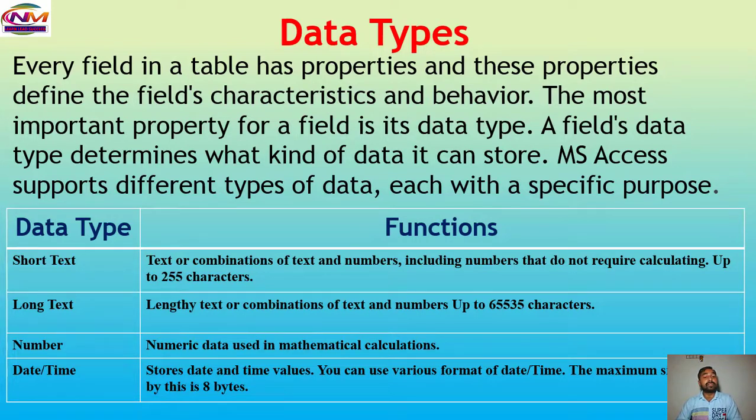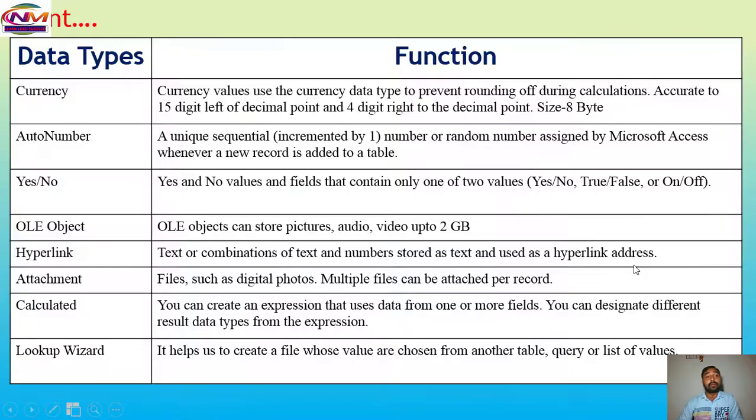Date and time. Date and time stores date and time values. We can use various formats of date and time. The maximum size used by this is 8 bytes. Now the another one is currency. Use the currency data type to prevent rounding off during calculation. Accurate to 15 digits left of the decimal point and 4 digits right of the decimal point. Size it occupies is 8 bytes.